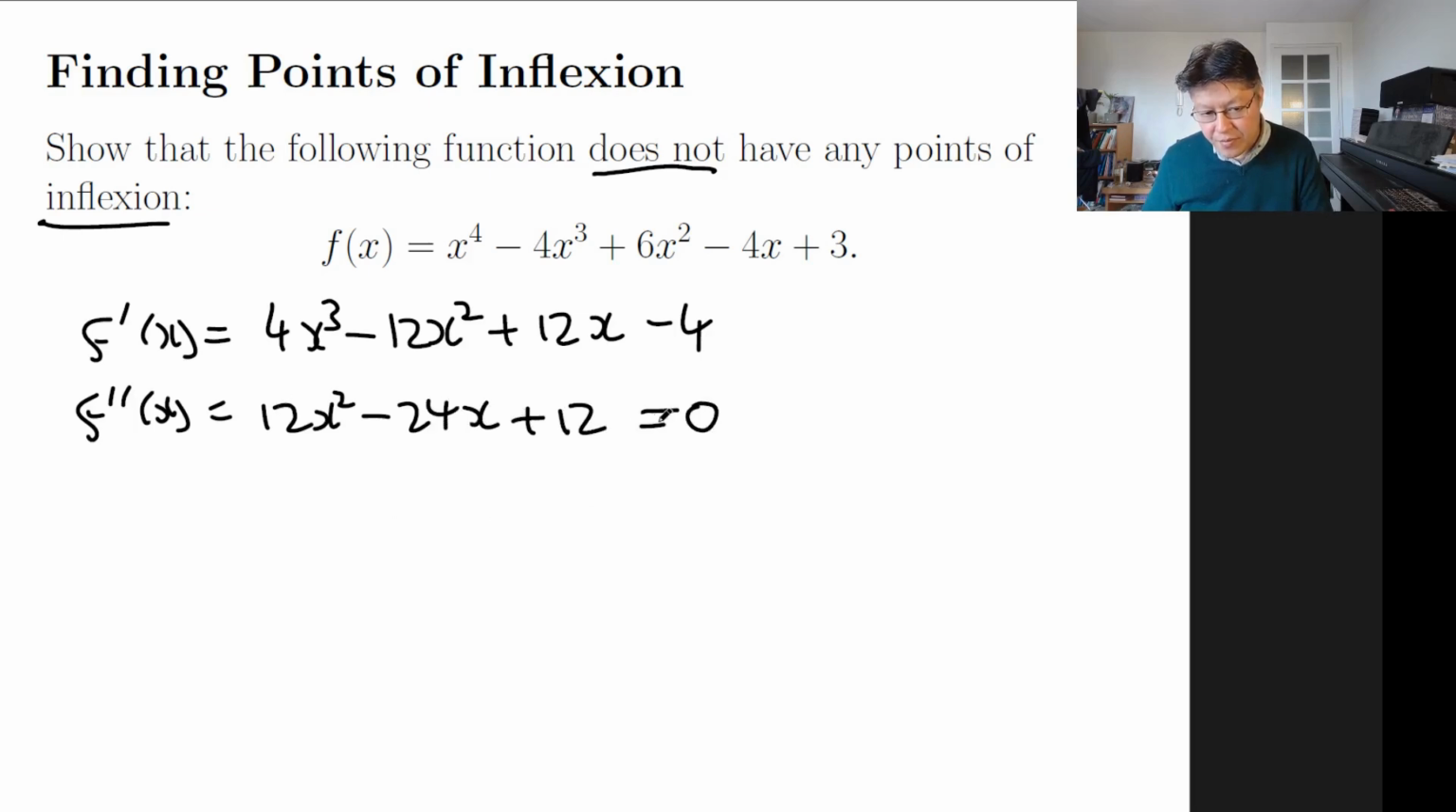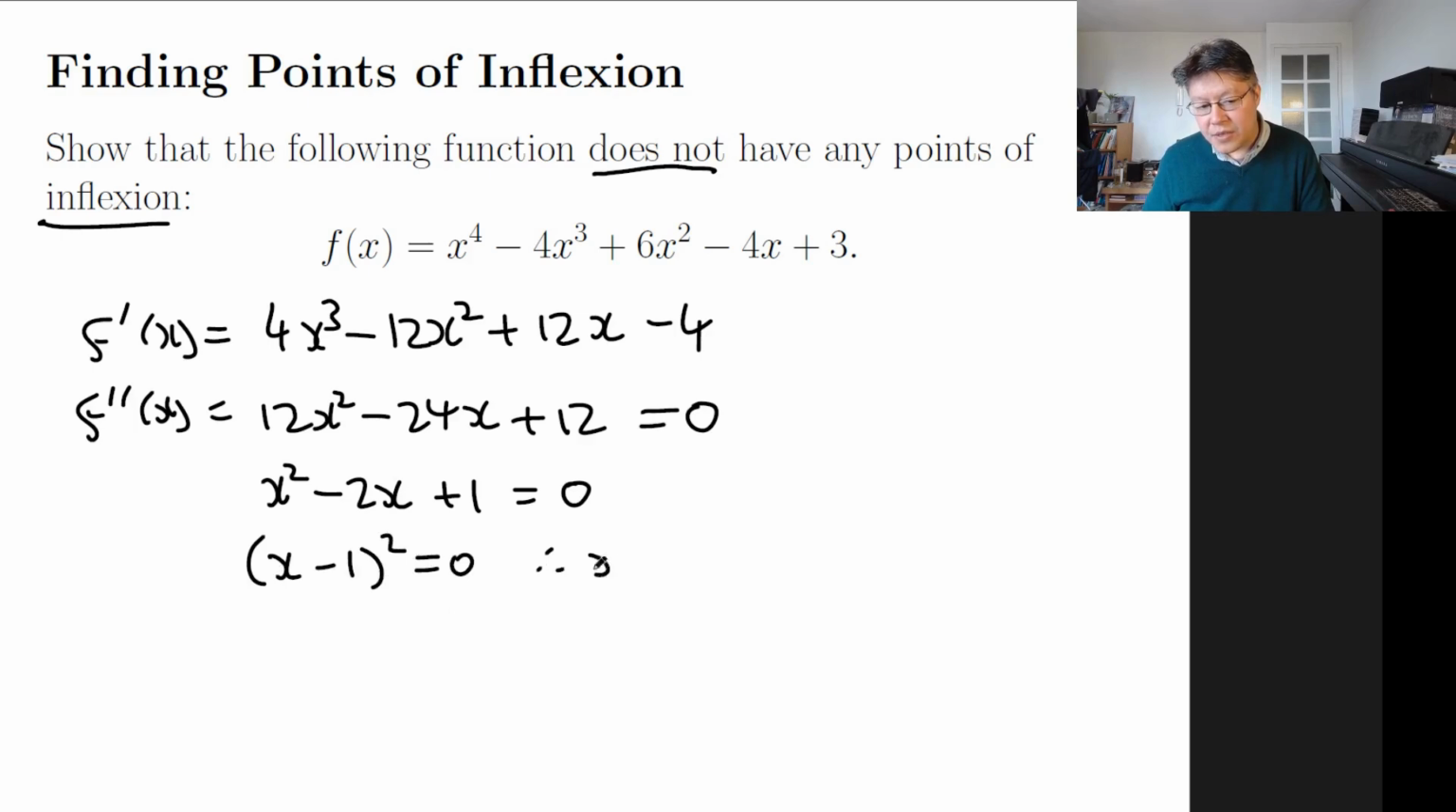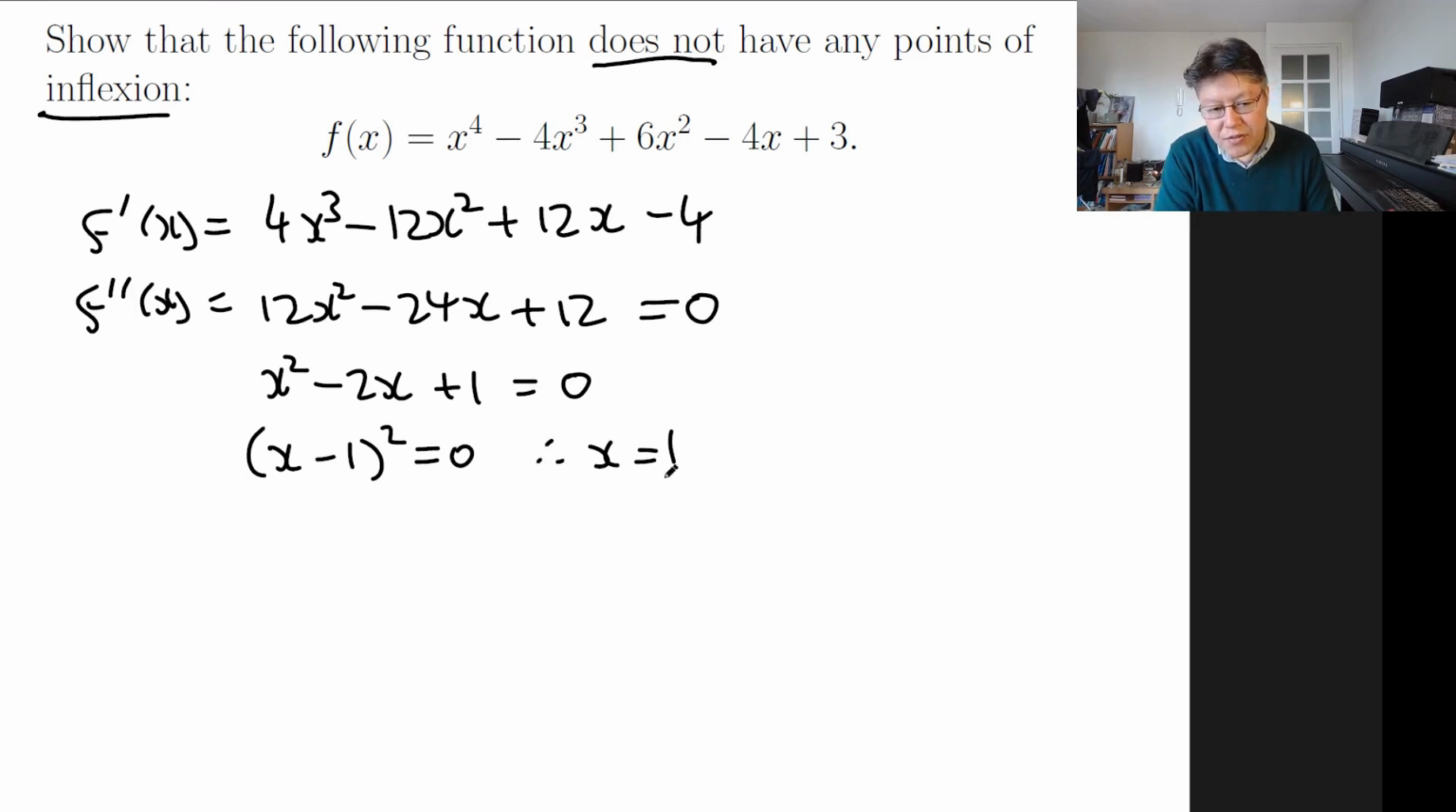So we can divide everything by 12 first of all to get x squared minus 2x plus 1 is 0, and this is factorizable, so it's x minus 1 all squared. So we see there's only one point, so therefore x equals 1 is the only potential inflection point, but we need to show that this is not an inflection point. So we'll begin with the second derivative test.